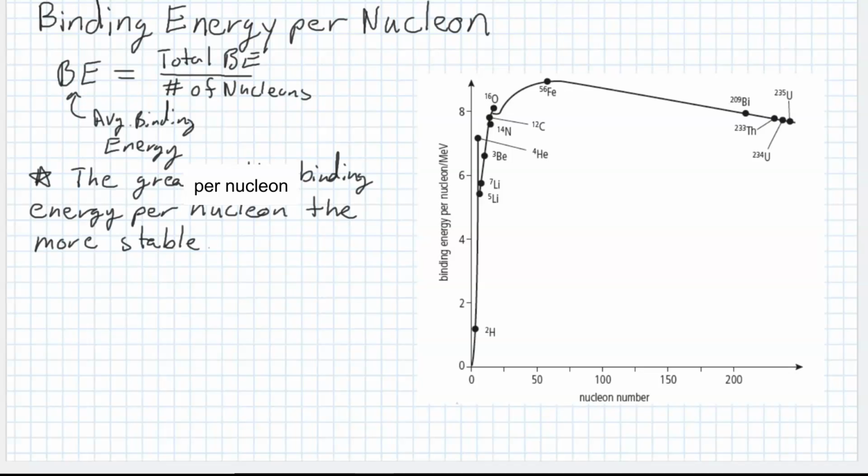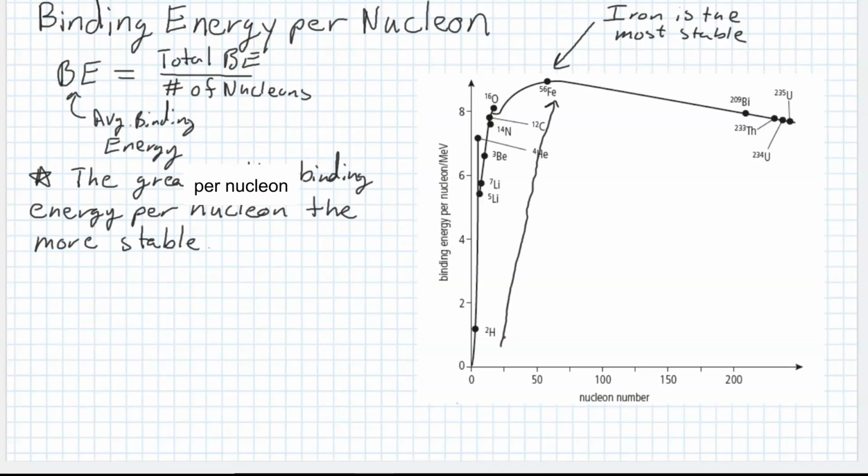This number is important because the greater the binding energy per nucleon, the more stable our nucleus is, right? So the higher the number, the harder it is to pull apart that nucleus, meaning it's more stable. You'll see at the peak of this binding energy per nucleon graph is iron-56. Iron-56 is the most stable isotope, so it's at the peak. It's the hardest to pull apart once we've put it together.